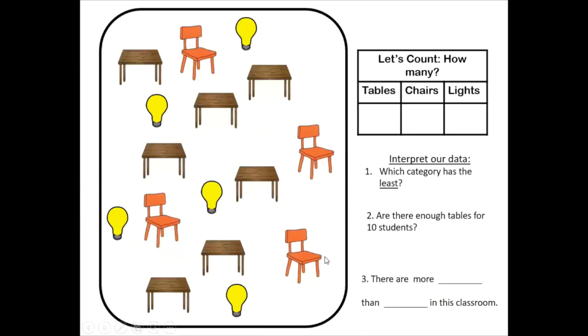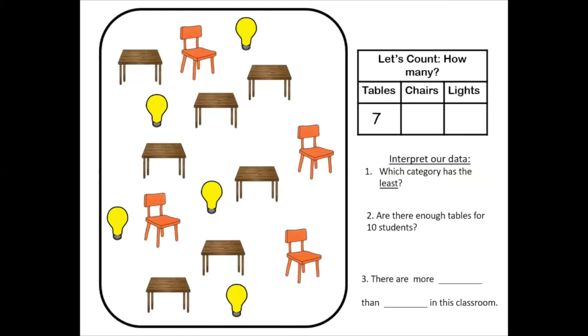Let's try one. So let's count how many. Already I see a table, it's blank, but it has a title. It says, let's count how many. And here are our categories: tables, chairs, and lights. So these are the materials that we're going to make sure that we count to make sure that every student has these materials in their classroom. So let's count up how many tables. 1, 2, 3, 4, 5, 6, 7. So our number would go right here in our table. 7.